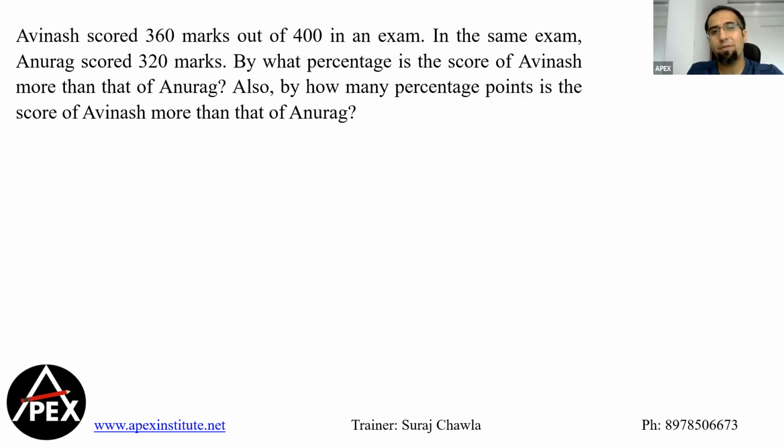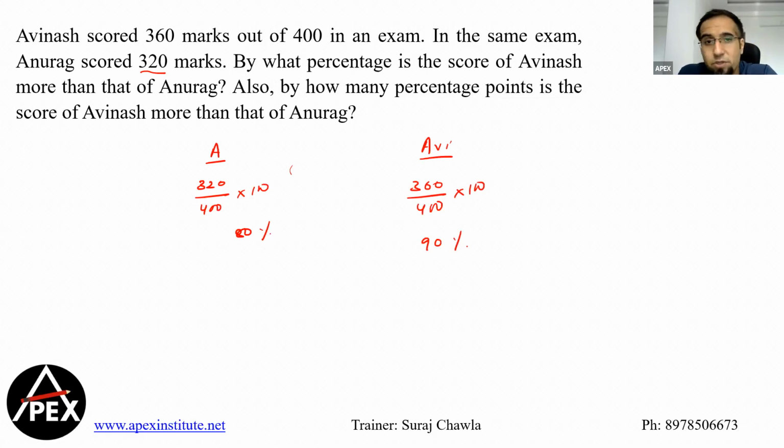Yep, let's see this, guys. Now, whenever I talk about percentage points, percentage points is nothing but the gap between two percentages. Okay, so Avinash scored 360 out of 400 in an examination. And in the same exam, Anurag scored 320. That means if you observe, the percentage of marks by Anurag is 320 by 400 into 100, that is 80%. And Avinash scored 360 by 400 into 100, that is 90%. Clear?